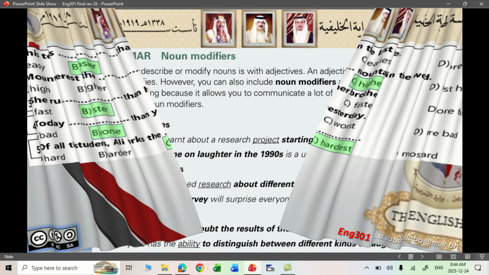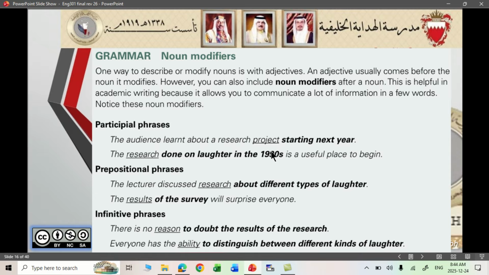We're back to noun modifiers again, but this time in a different way. Here we have what we call participial phrases, and here we are using the ing or the ed forms of a verb to give a phrase that modifies the noun. The audience learned about a research project starting next year. You see that phrase in bold, starting next year. This is a modifier for the noun project.